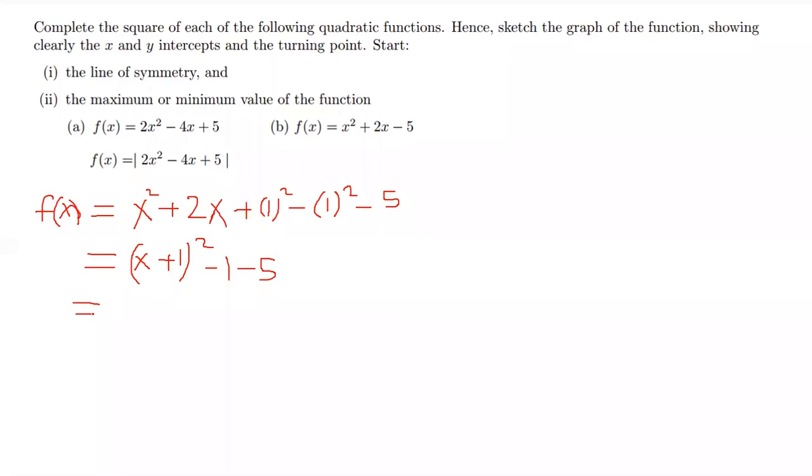So here it's just a matter of simplifying the expression. Meaning we have (x plus 1) squared, and then negative 1 minus 5, you get negative 6 there. So here we can now proceed. We find the line of symmetry. To find the line of symmetry, you just equate what is in the brackets there to 0. So you're going to have x plus 1 being equal to 0, meaning the value of x will be equal to negative 1.